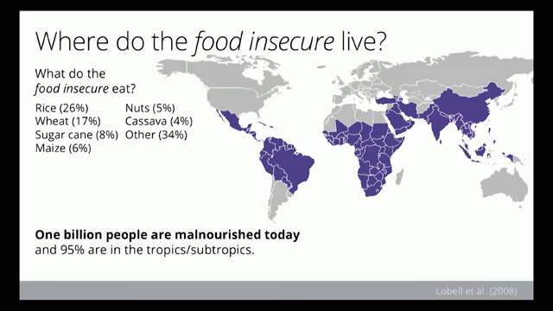The other important point is, what do they eat? They eat lots of different things, but 50% of their calories is just 3 grains: rice, wheat, and maize.